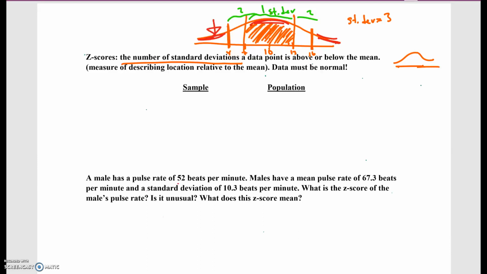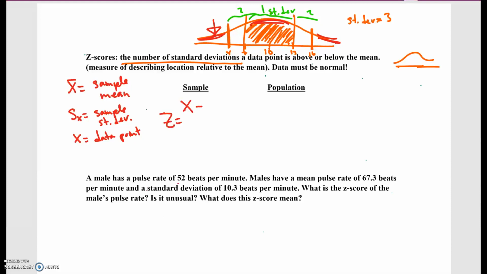Now, how do we calculate the number of standard deviations above or below the mean? For a sample, remember that X bar stands for the sample mean, S, or S sub X, is the sample standard deviation, and X is just a data point. So for a sample, the z-score is equal to the data point minus the sample mean, divided by the sample standard deviation.